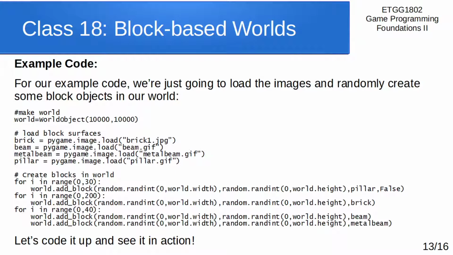So here's how we're going to create the world. We're going to load up brick, beam, metal beam, and pillar. Then I'm going to create 30 of these pillars. Notice I'm setting the collision of them to false, so they're not colliding. And then I'm creating bricks, beams, and metal beams, and I'm putting all of those at random places within the world.